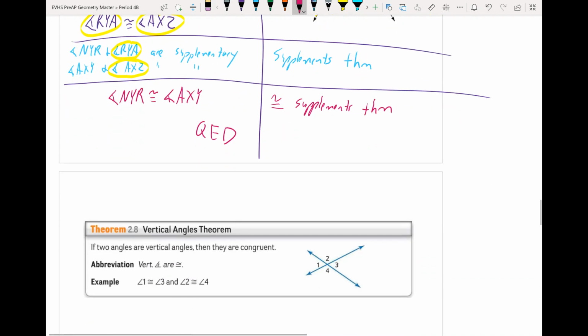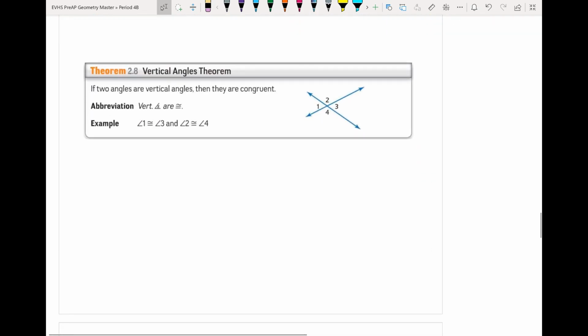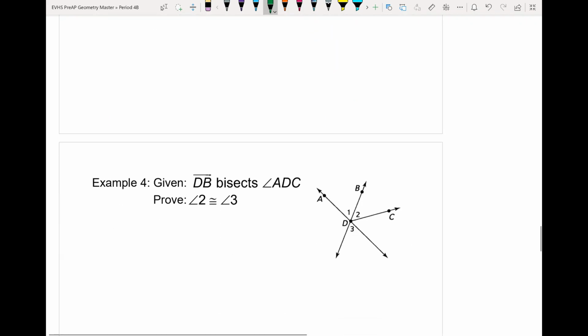Talk about our vertical angles theorem. If two angles are vertical angles, then they are congruent. Now remember, vertical angles are angles that share a vertex but do not share an adjacent or a common side. So these two are vertical angles, and they're going to be congruent. And also angle 2 and angle 4 are congruent. So anytime I see vertical angles, I can just say that they are congruent to one another.